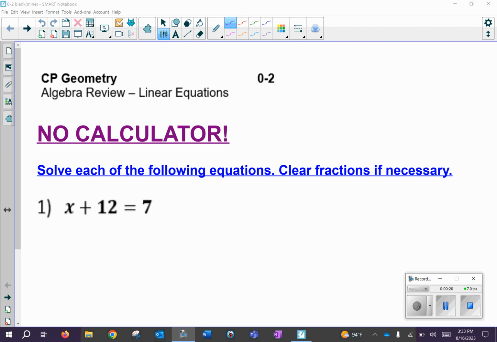So make sure that you know what we mean when we say solve each of the following equations and then clear fractions if necessary. So that just needs to be something that's automatic, is that you practice directions as well. Okay, so here we go.